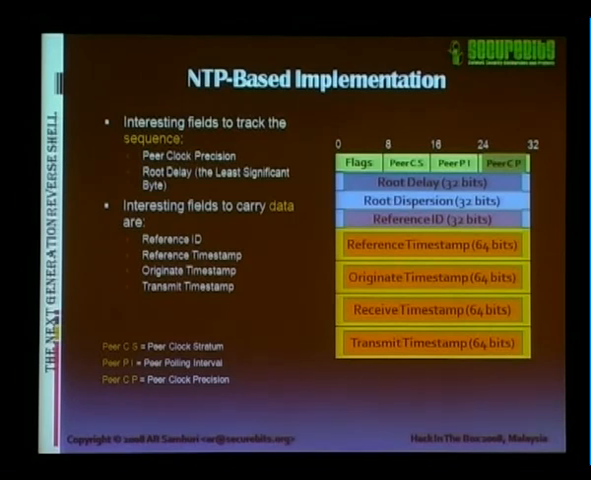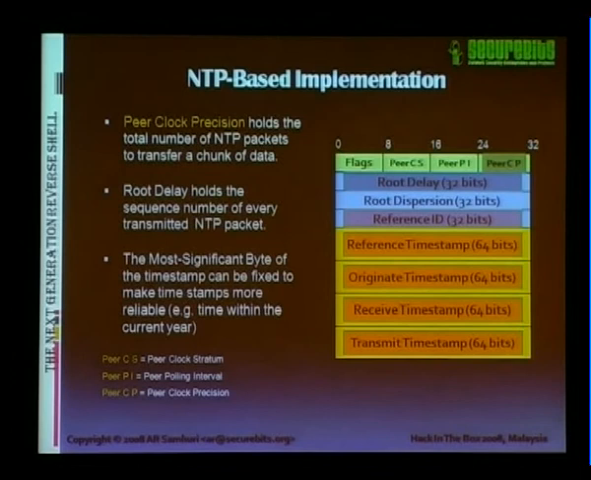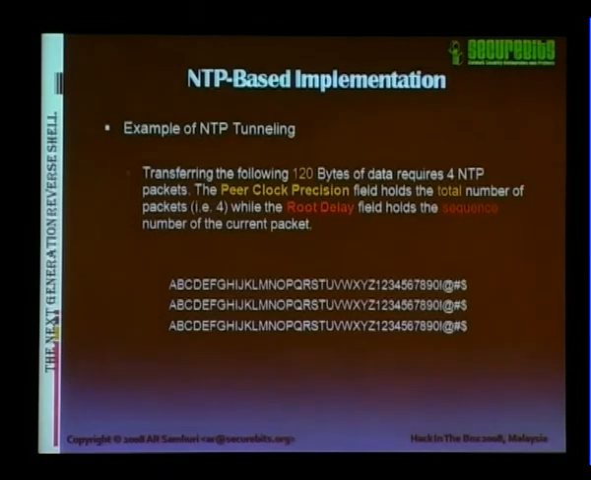How can we do that? Since the header has a fixed size, and we have a limited amount of bytes to send per packet, we can partition a chunk of data over multiple NTP packets and keep the sequence of the packets when we send them. We are going to use the peer clock precision field to carry the total number of packets needed to tunnel the chunk of data, and then we will use the root delay field to carry the actual sequence of every packet.